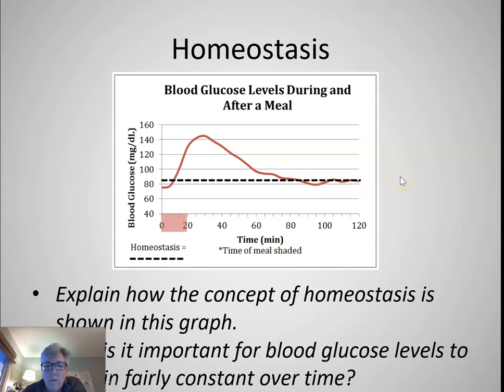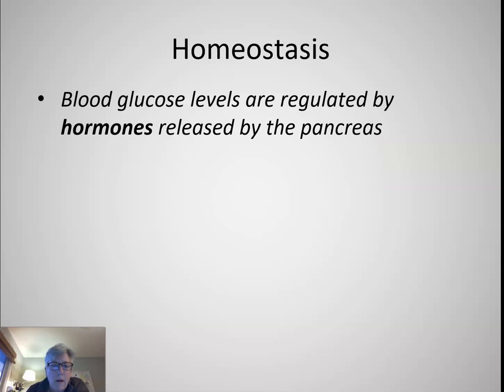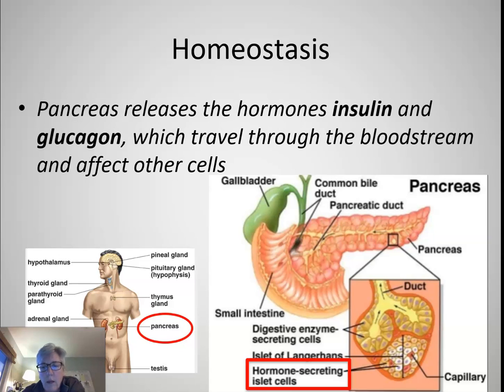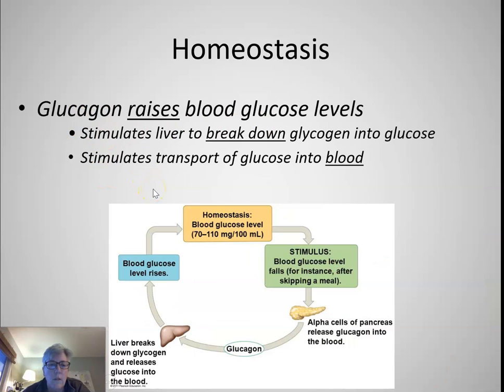So it's very important for blood glucose levels to stay relatively constant over time. People that have trouble with that generally have diabetes or some other problems. And there are a couple key hormones that our bodies use to maintain our blood glucose levels. They are called insulin and glucagon, and they're made in the pancreas. They're made in the hormone-secreting islet cells of the pancreas, and those travel through the blood and they affect many different kinds of cells.